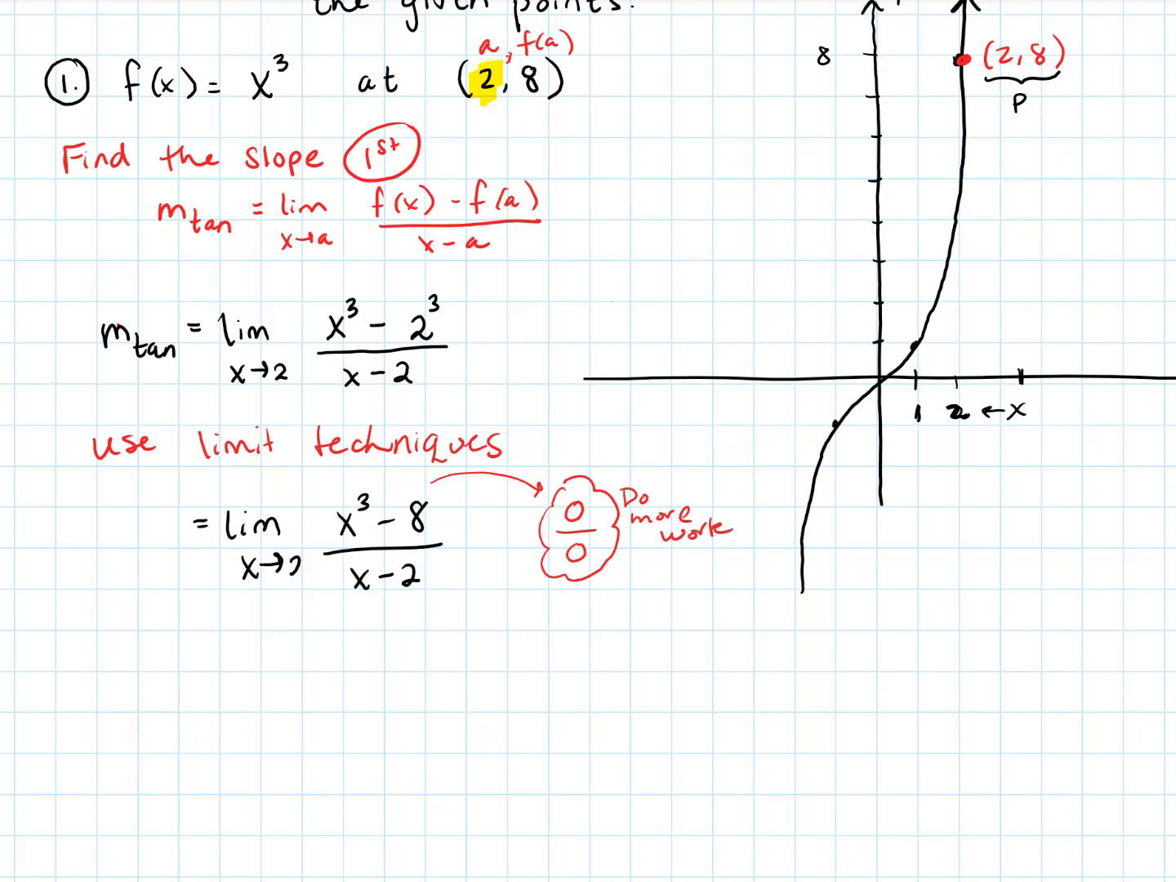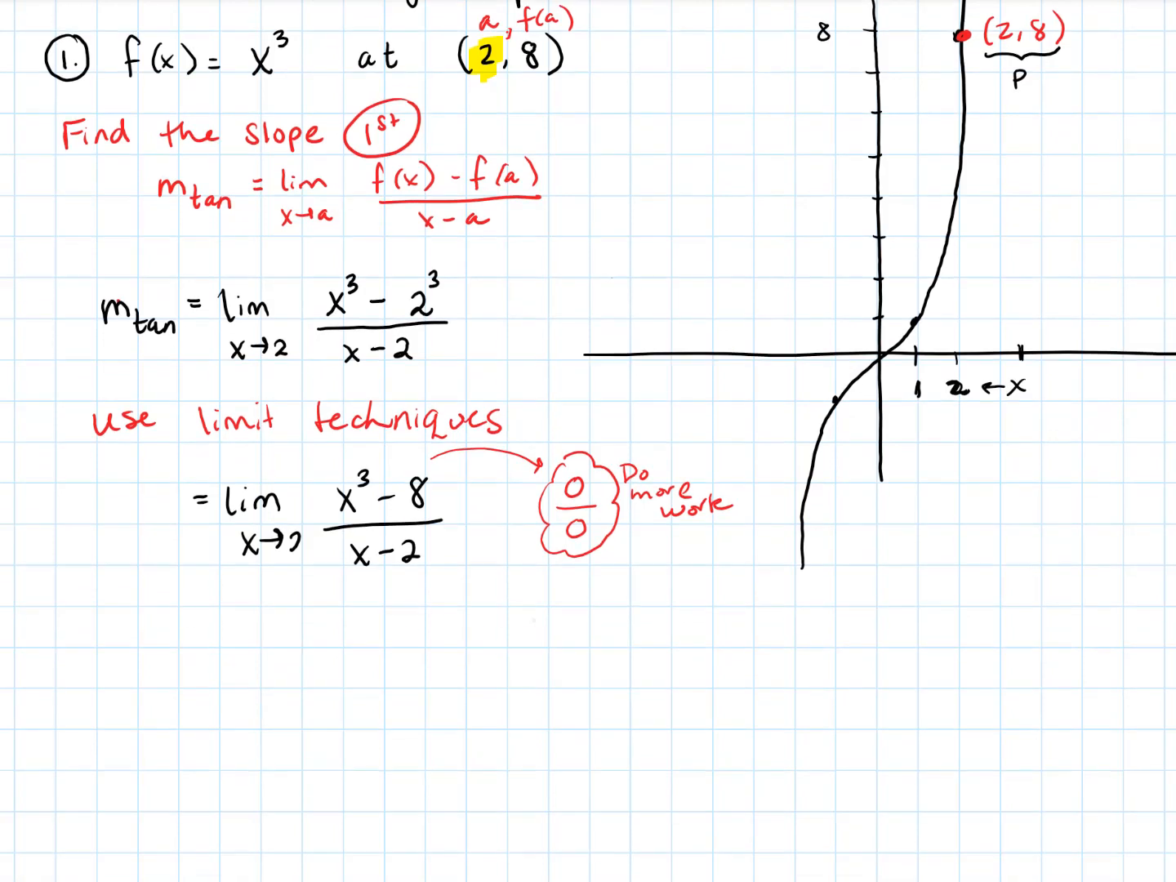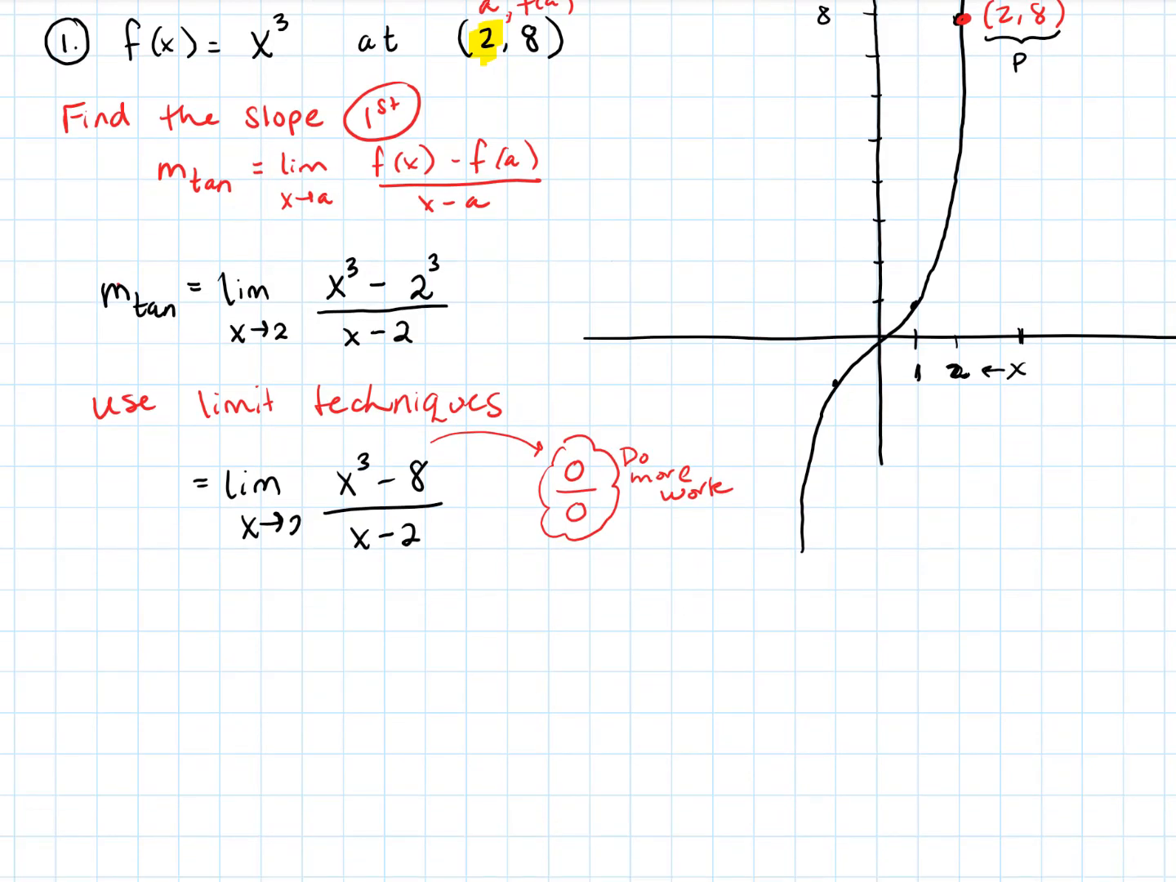So we're going to get in here, we're going to think about the fact that if we have a 0 over 0 and we have a rational function here, which is what we've got, x cubed minus 8 over x minus 2, we would want to try factoring to see if we can cancel a common root. And so let's see what happens here. Limit as x approaches 2.